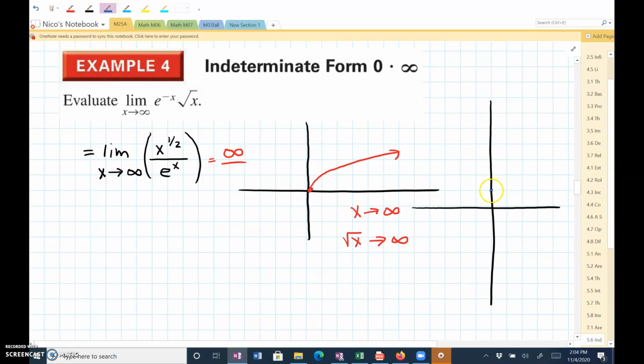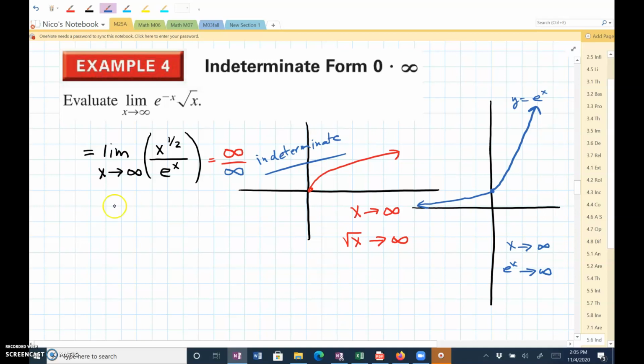For e to the x, that function is a power function like this. So this would be e to the x, y equals e to the x. So you can see this one, as x goes to infinity, e to the x would also go to infinity. So this is indeterminate, which just means we can't determine what the answer is.